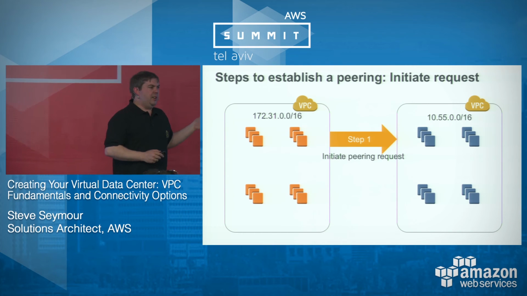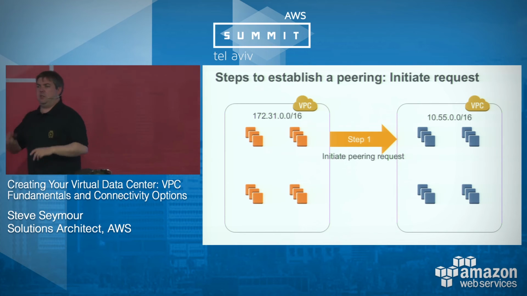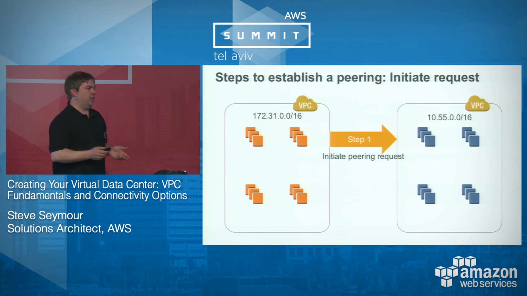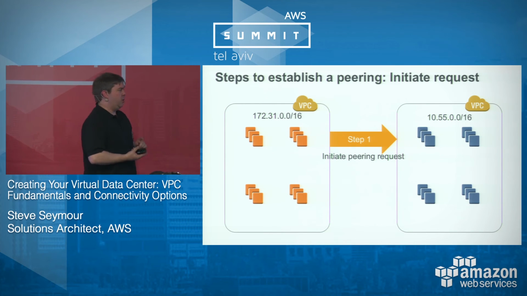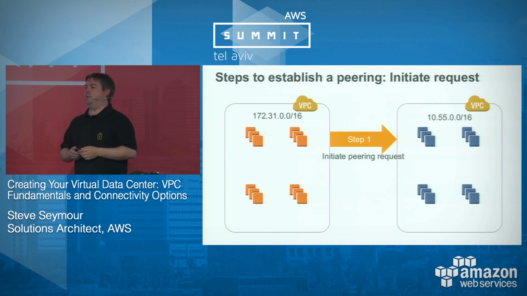So the VPC on the left is going to create a request to the VPC on the right. If it's in the same account, it's a nice simple drop down. You just choose the identifier for that VPC, and we're good to go. If it's in another account, you have to know the account number, and you have to know the VPC identifier. It doesn't appear in a drop down. You have to type that in.